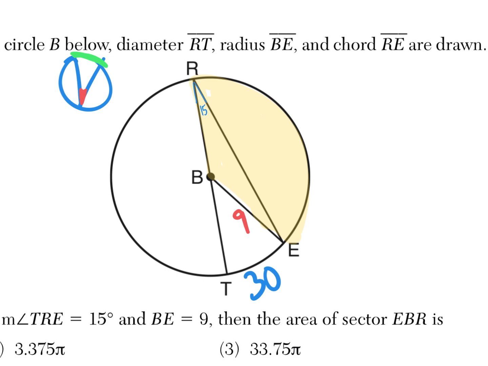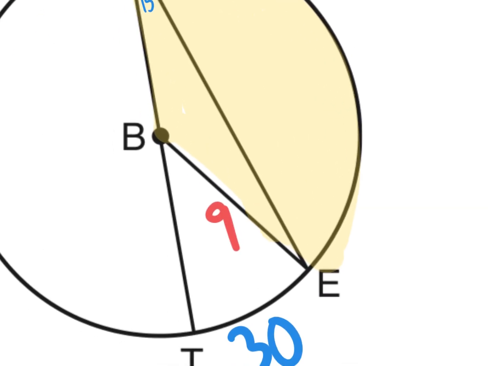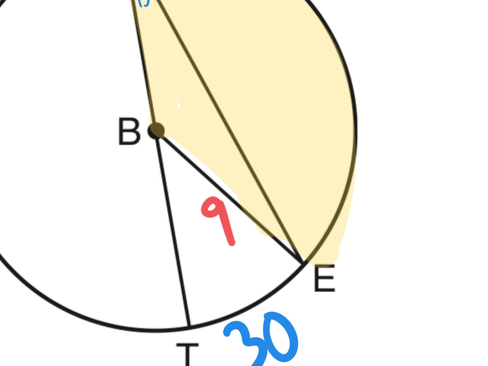And what I also remember is that angle TBE, this pizza slice right here, is a central angle. And I know that a central angle is equal to its intercepted arc. So if the crust is 30 degrees of this pizza slice, then this angle right here is also going to be 30 degrees. And I'm going to zoom in to reflect that. Okay. So this is 30.